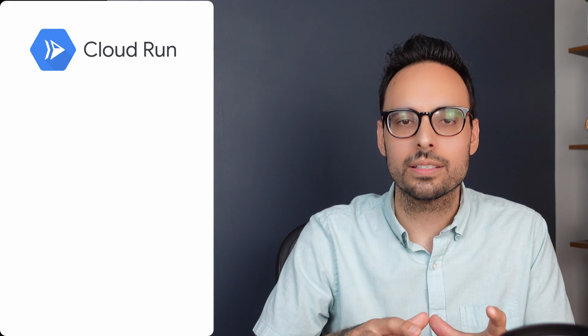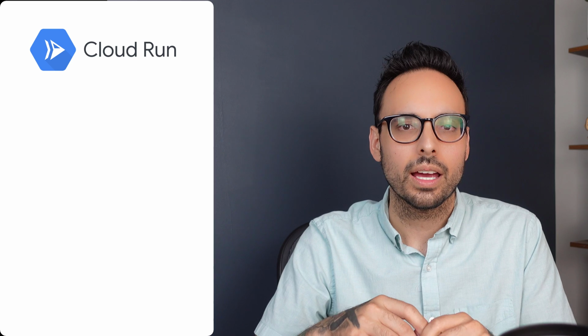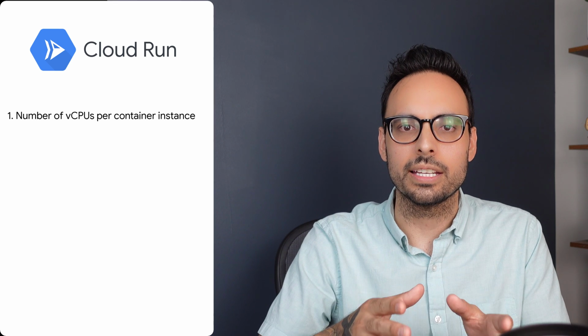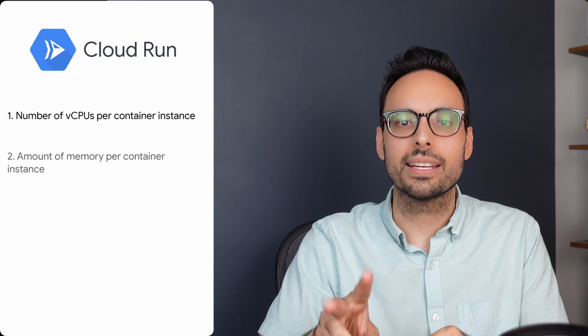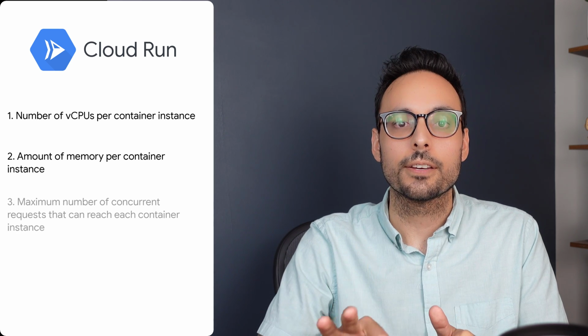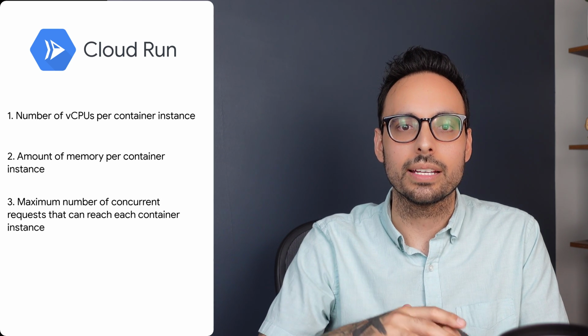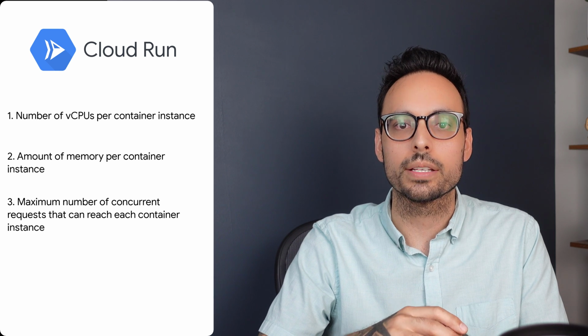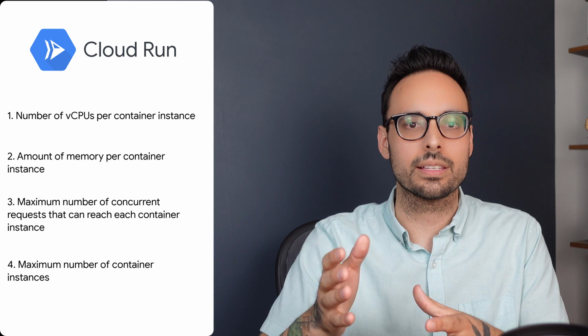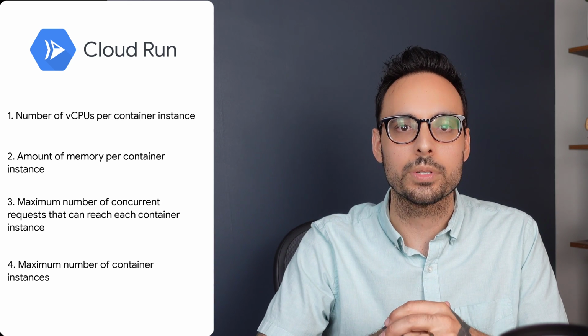Now, there are a few things to tweak with Google Cloud Run, and I'm going to go over 4 of the big ones. The first pertains to the actual container instance, and that's how many vCPUs are actually allocated to each container instance. The second is how much memory to actually allocate to each container instance. The third is the maximum number of requests that each container is going to be able to handle at one time. The fourth is the maximum number of container instances that your Google Cloud Run service can scale up to.